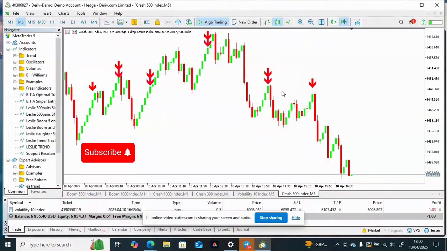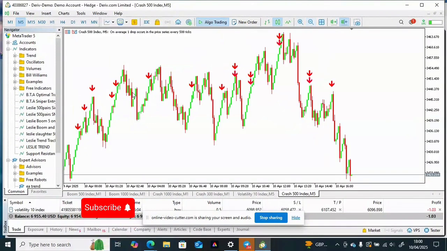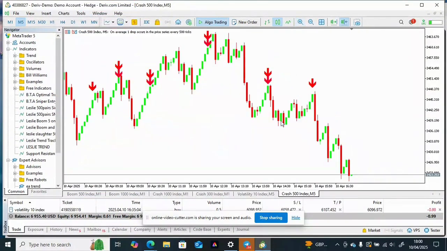So with the red colors, as you can see, guys, on M5, you're only waiting for this indicator to show up. Once this indicator shows up on M5, I want you to storm into the trade. I want you to do your sell position.